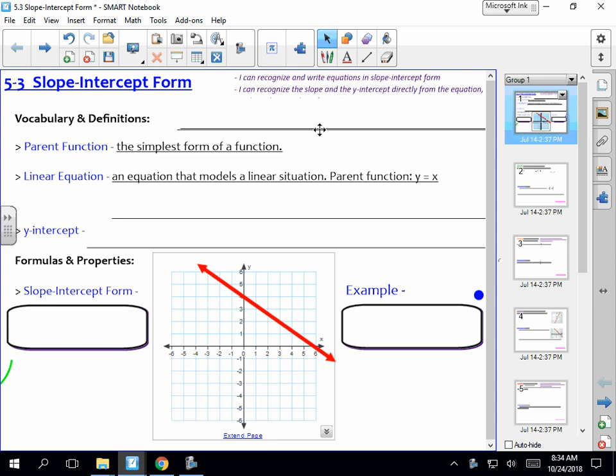Slope-intercept form is what we're studying today. We're going to be able to recognize and write equations in slope-intercept form, whether it's from a graph or if I give you 2 points.